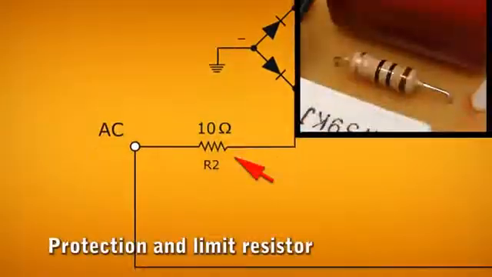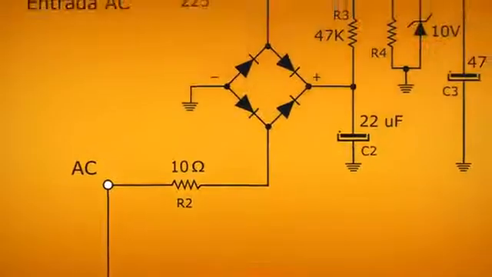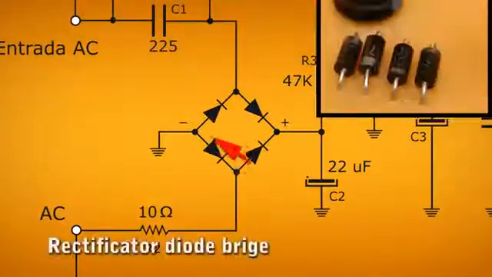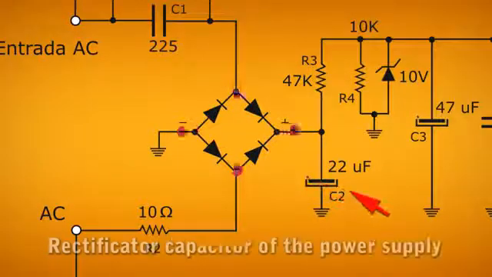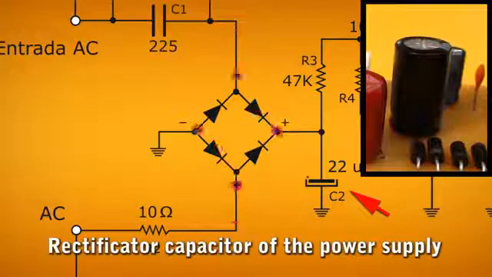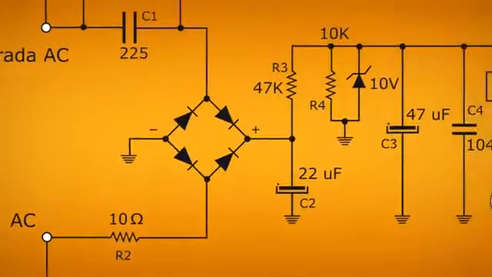In the other input of the public network, there is a 10 ohm resistor, which works as a fuse and also helps to limit the current. After the current passes through the capacitor and the resistor, it reaches a diode bridge, which is responsible for separating the positive and the negative half cycles, and then is rectified by a capacitor, converting alternating current into direct current.